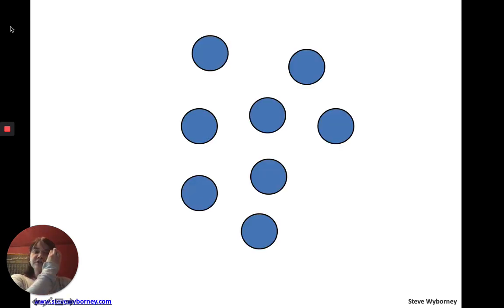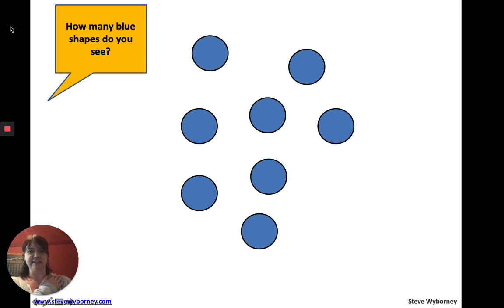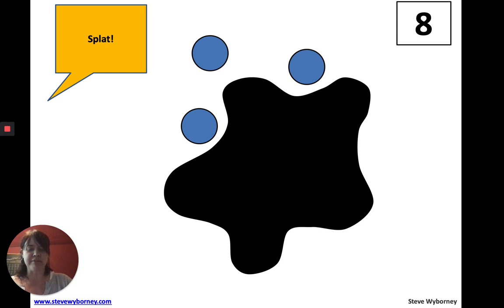So the first thing we need to say is how many of these circles there are. You could see this so many different ways. It's kind of cool if you group them. I bet you'll group them a really great way. I'm going to group these three right here, and then these 5. So I would know that 3 and 5 is the same as what? 8, right? Okay, here comes the splat.